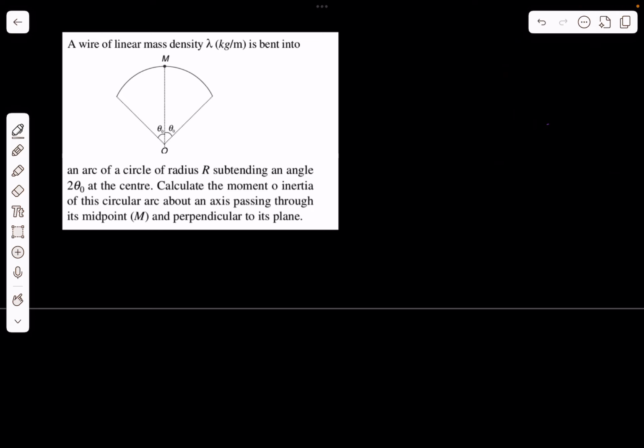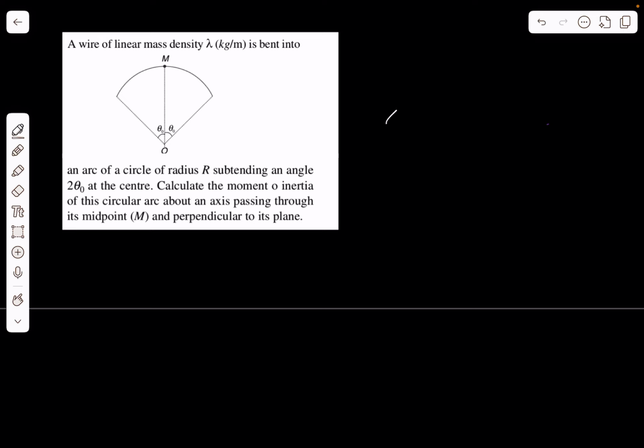Hello everyone. This is a problem from moment of inertia. A wire of linear mass density lambda kilogram per meter is bent into an arc of a circle whose radius is r and which is subtending an angle 2 theta naught at the center. Calculate the moment of inertia of the circular arc about an axis passing through its midpoint M and the axis is perpendicular to its plane.